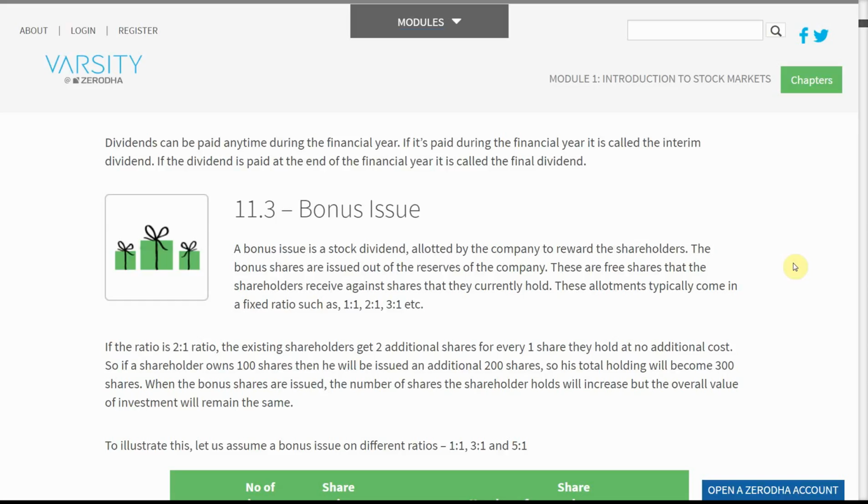If the ratio is 2:1, the existing shareholders get 2 additional shares for every 1 share they hold at no additional cost. So if a shareholder owns 100 shares, then he will be issued an additional 200 shares. So his total holding will become 300 shares. When the bonus shares are issued, the number of shares the shareholder holds will increase, but the overall value of investment will remain the same.